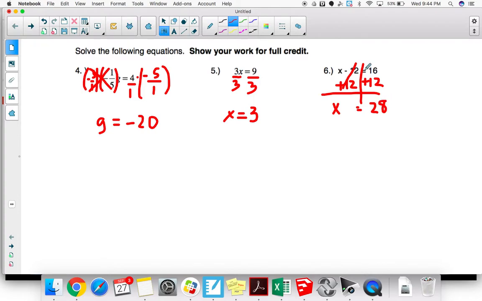And if you wanted to check your work, you could just put your answer right back in. So I got what, 28? 28 take away 12. Yep, that makes sense that it's 16. Okay, same thing on number 5. 3 times 3 is 9. That makes sense. A fifth of 20 is 4. So that one also makes sense, that works out.